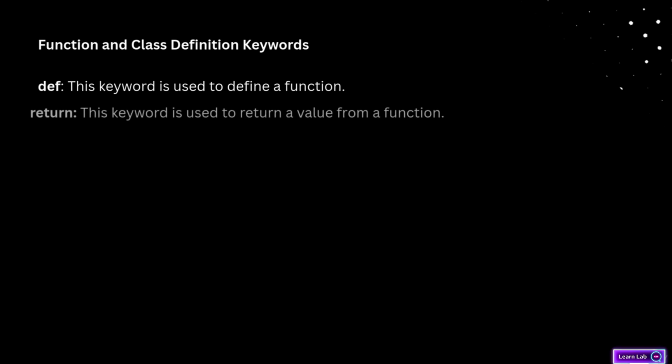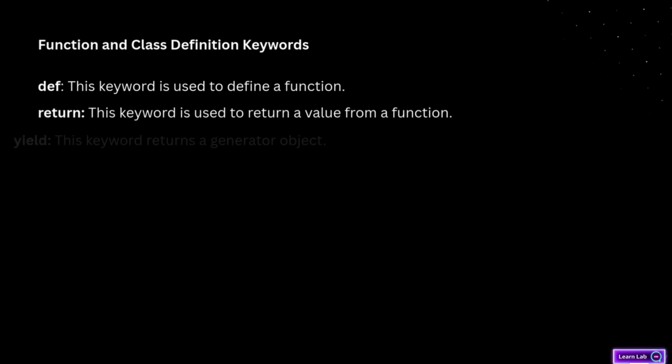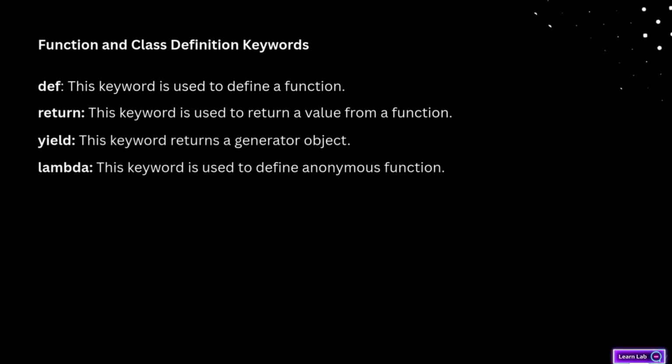Next is function and class definition keywords. The keywords under this category are used to define functions, classes, and return values. Def: this keyword is used to define a function. Return: this keyword is used to return a value from a function. Yield: this keyword returns a generator object. Lambda: this keyword is used to define an anonymous function. Class: this keyword allows us to define a class.